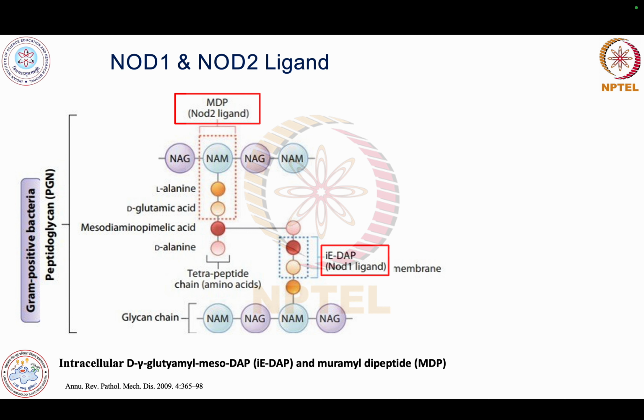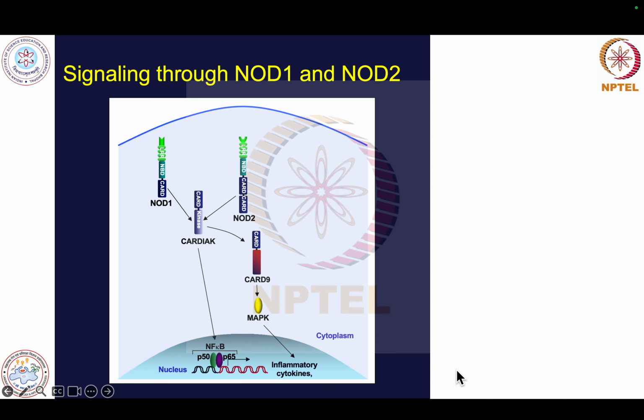NOD1 and NOD2 ligands. Gram-positive bacteria have peptidoglycan. The NOD2 ligand is MDP. So there is NAM and NAG with a glycosidic bond, where L-alanine, D-glutamic acid, D-alanine are bound, and then these are linked with another glycan chain. So this is intracellular D-gamma-glutamyl meso-DAP, iE-DAP, and muramyl dipeptide, MDP, signaling through NOD1 and NOD2, ultimately acting on MAP kinase and NF-kappa-B.